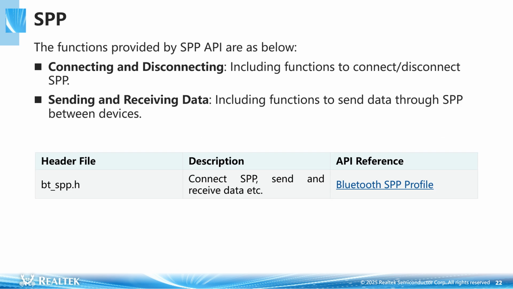The functions provided by SPP API are as below. Connecting and disconnecting, including functions to connect or disconnect SPP. Sending and receiving data, including functions to send data through SPP between devices. More details of SPP-related APIs are provided in the SDK.